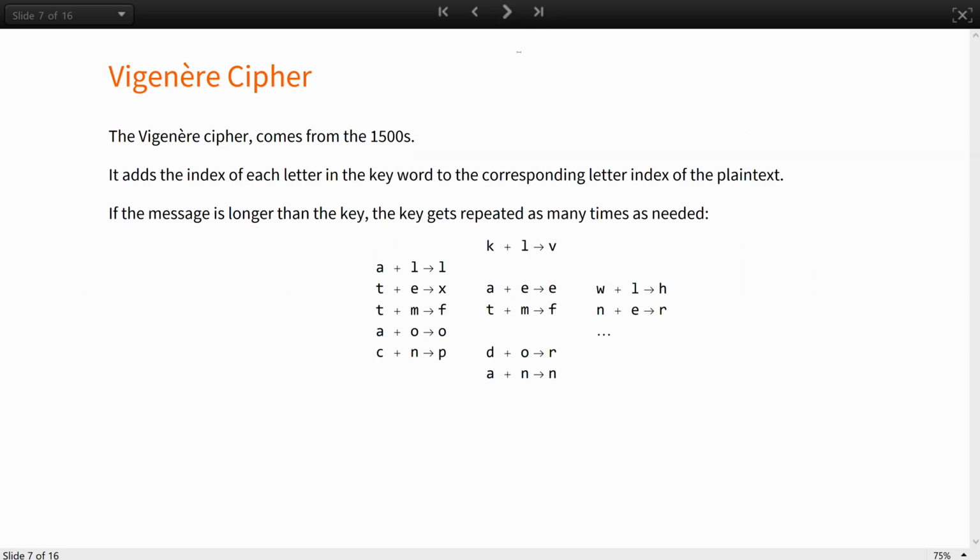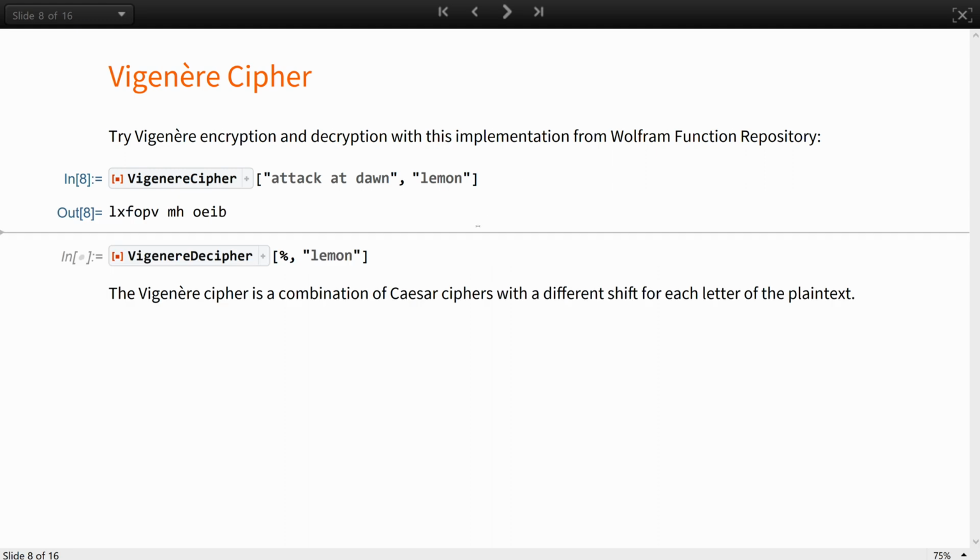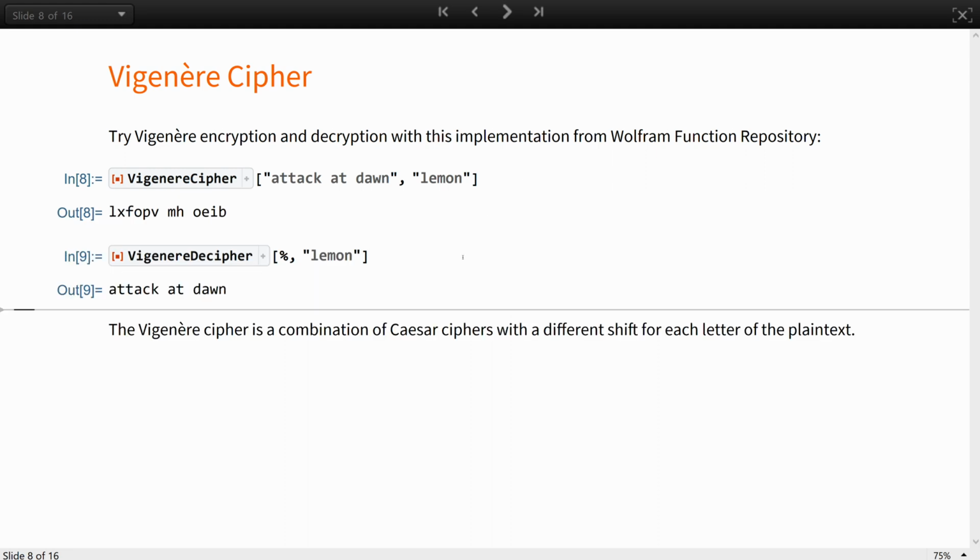Another famous classical cipher example, the Vigenere cipher, comes from the 16th century. It is similar to the Caesar cipher, but instead of adding the same number to every letter of the plaintext, it adds the index of each letter in the keyword, like lemon, to the corresponding letter index of the plaintext. If the message is longer, the key gets repeated as many times as needed. So here, attack in the first column would be the plaintext, lemon would be the key, and the third column would be the resulting ciphertext. You can try Vigenere encryption and decryption with this implementation from Wolfram Function Repository.